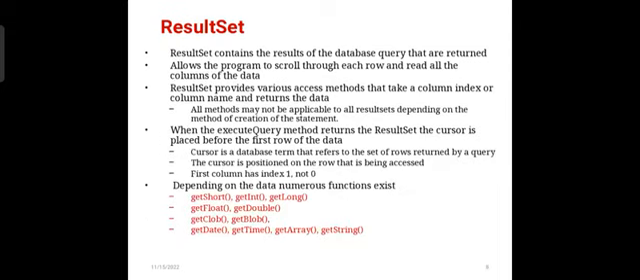Result set. It contains the results of the database query that are returned. It allows the program to scroll each row and read all the columns of the data. Result set is used to specify the column index or column name, and finally it returns the data. It may not be applicable to all the result sets, so it depends on each method. Here we are using numerous data functions: getShort, getInt, getLong, getFloat, getDouble, getClob, getBlob, getDate, getTime, getArray, getString. With these functions we can retrieve the result set.